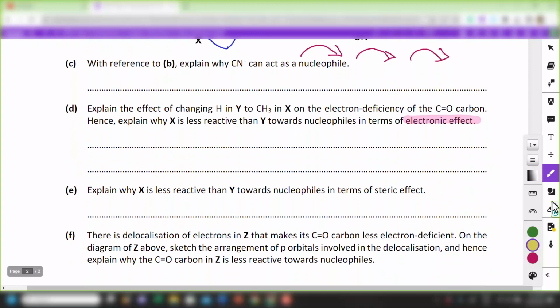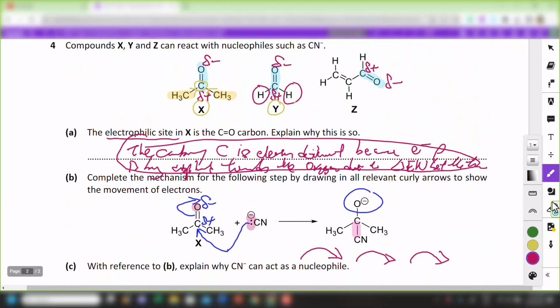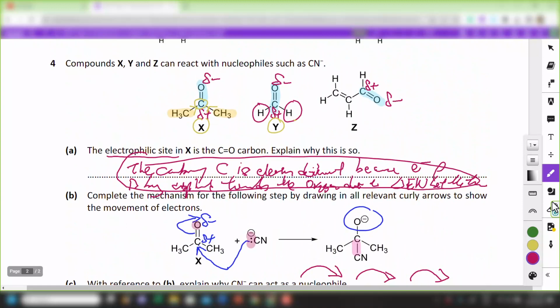In general, there are two effects we need to understand in chemistry. I'm just going to write it out. It's either electronic or what we call steric. So if it's not electronic effect, it will be steric effect. Then I think part E asks you to explain in terms of steric effects. That's usually the favorite of students because they just look at the size. So you notice that the CH3 is larger in size as compared to H.